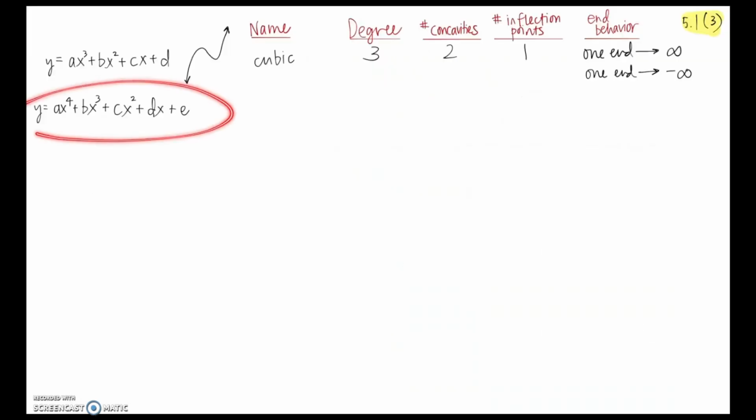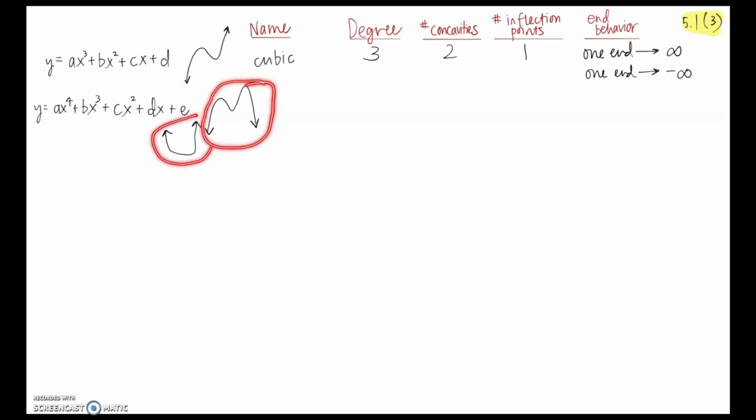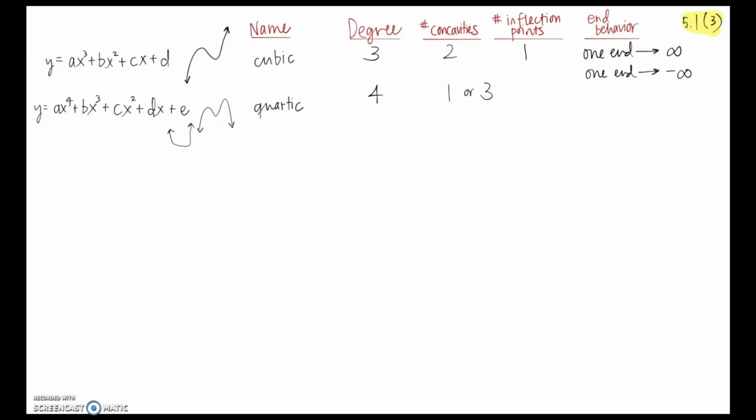This is standard form for a quartic polynomial function. And these are both examples of how that quartic could have looked here. With the quartic function, the degree is 4, that's the highest power on the polynomial. We're either getting 1 concavity or 3 concavities. And so we either have 0 points of inflection or we have 2 points of inflection. And the end behavior, both ends go to either positive infinity or negative infinity.